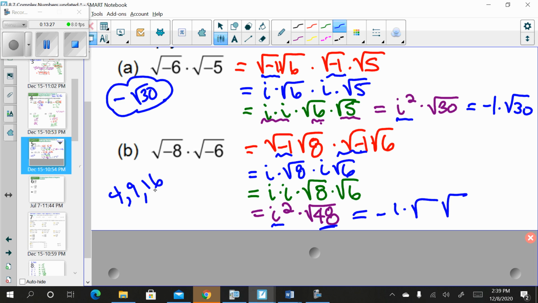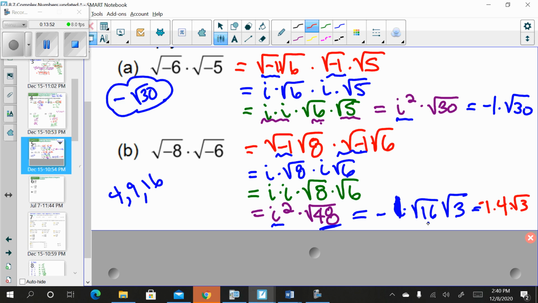So when I take a look at my biggest perfect square, I always want to take out the largest one. So I'm going to take out that square root of 16 times square root of 3. Oops, that's a -1, sorry. Trying to read my own writing here. So -1, and then square root of 16 times square root of 3, breaking down that 48. So square root of 16 is 4. So we have -1 times 4, and then times the square root of 3.